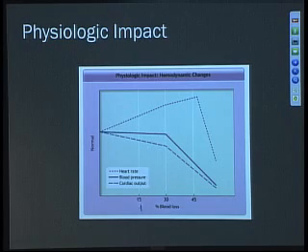This is the percentage of blood loss. So at 30% blood loss, you'll have a significant increase in the heart rate, but the blood pressure is often maintained until there's a rapid drop. So just serial monitoring of the heart rate can give you important clues.